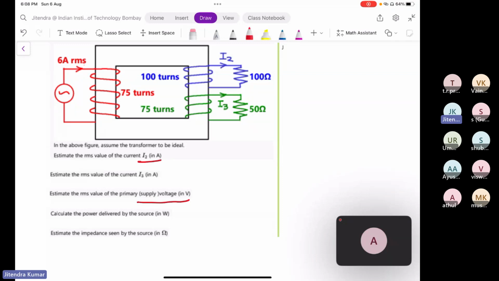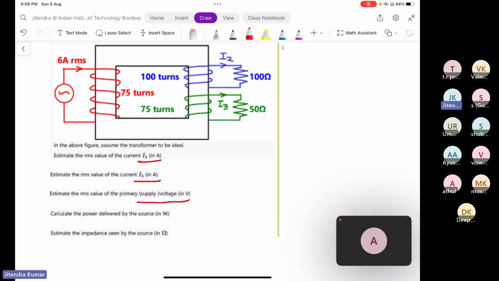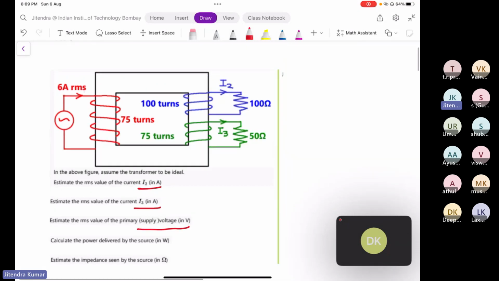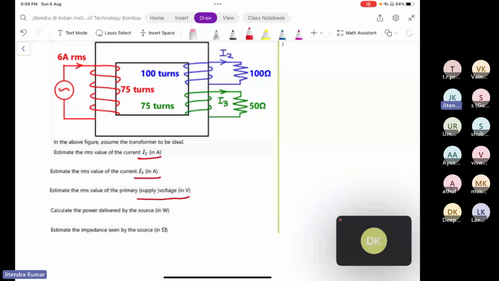But again here I3 you don't know, I2 you don't know. So I3 is required in the next part. So in that case, what to do? Refer all secondary and tertiary to primary. Okay. After doing that, we will have the same current. Okay, that's a very good approach. We can definitely consider that approach.